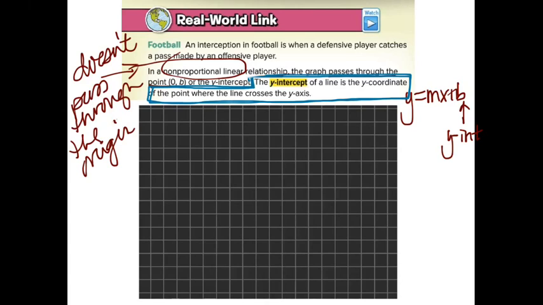Okay. All right, there's a short little video that talks a little bit about slope and y-intercept that you're going to watch, and then we'll continue going through this worksheet.